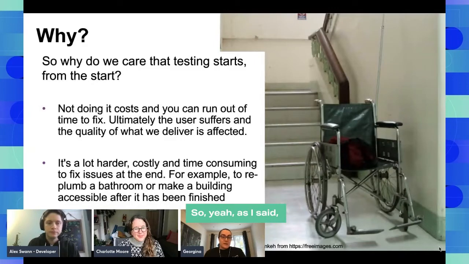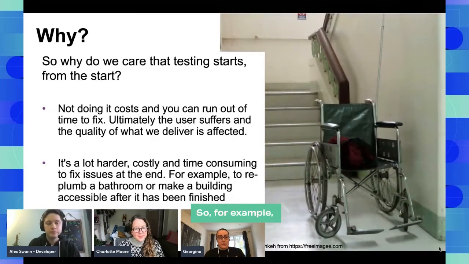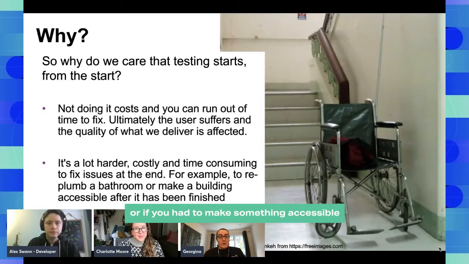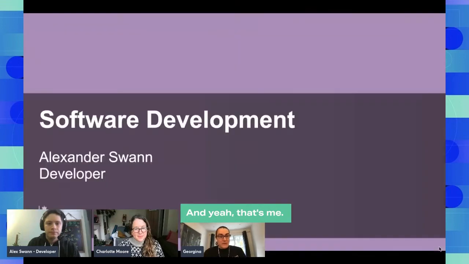So as I said, it's a lot harder, costly and time consuming to fix issues towards the end. For example, if you had to replumb a bathroom, or make something accessible after it's been finished, it's a lot harder to fix. So hopefully those key messages have come through, and what we do at the Home Office is we think about it from the very start, and it's considered throughout. And that's me. Right, over to Alex now to talk about all good things development.